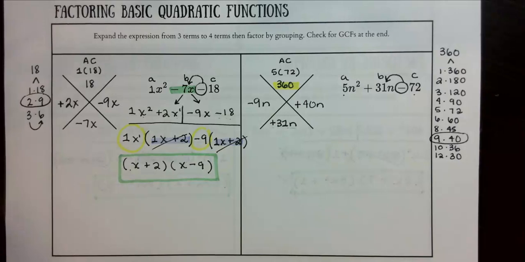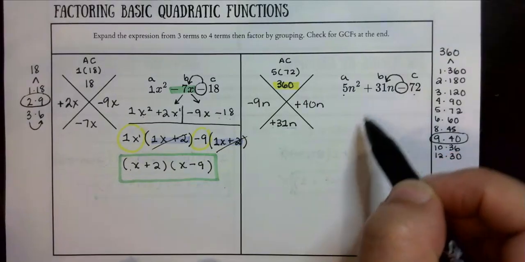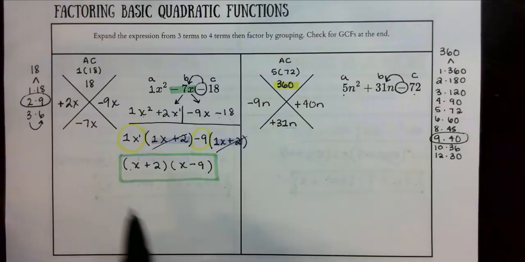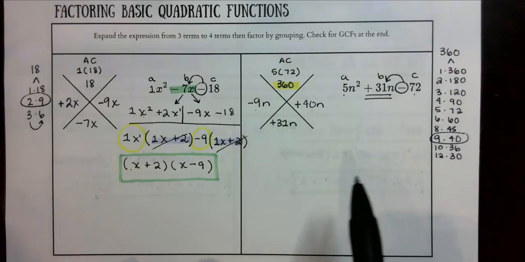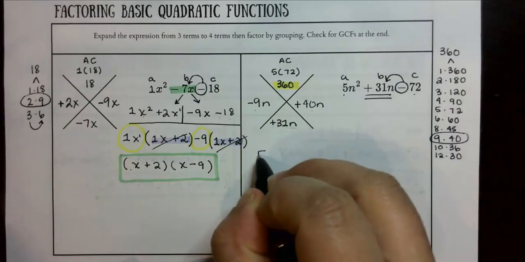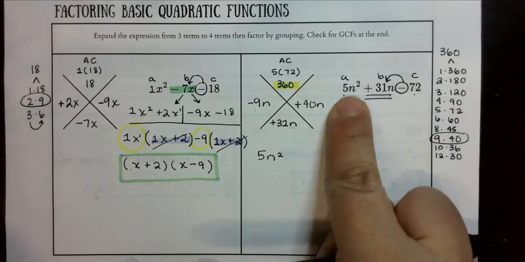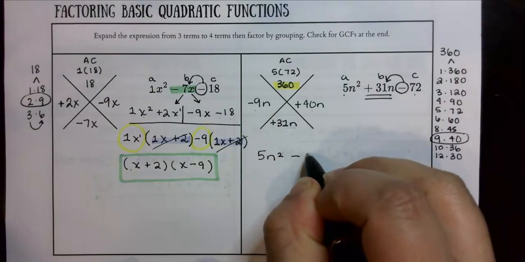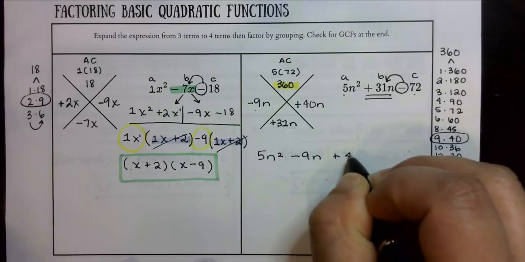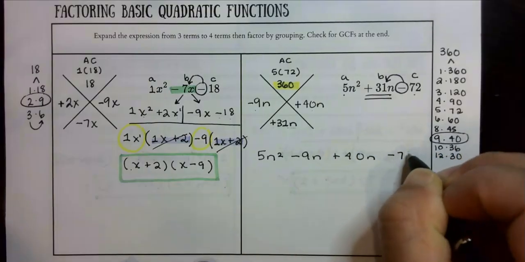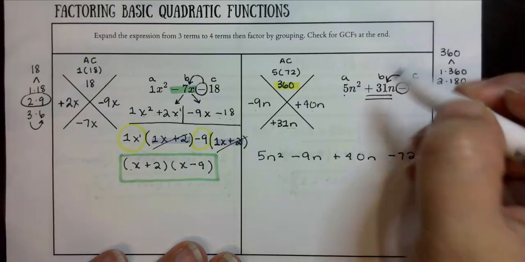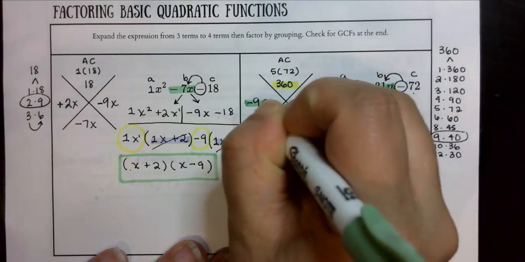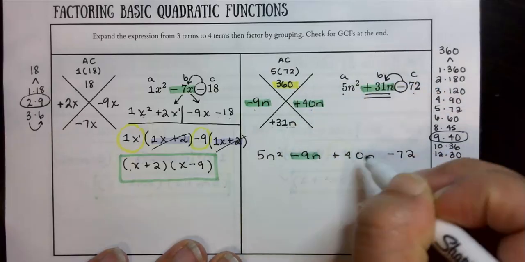So if I take a positive 40 and subtract 9, it will give me a positive 31. So let's expand. And actually, I'm going to take this and write it down here, because I feel like I have to squish it. So I'm going to replace the 30n with these two numbers. So I'm actually going to write it out and say 5n squared, because that stays the same. I'm going to put 9n plus 40n minus 72.